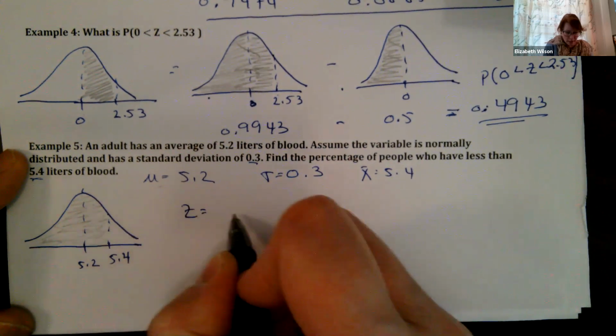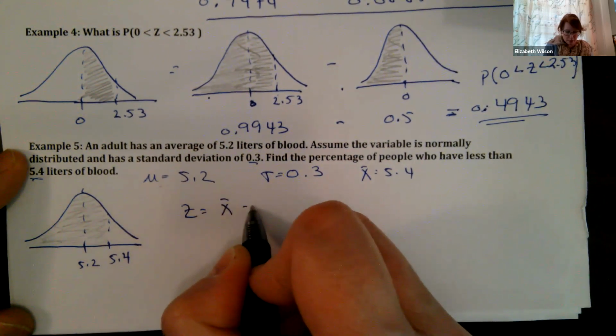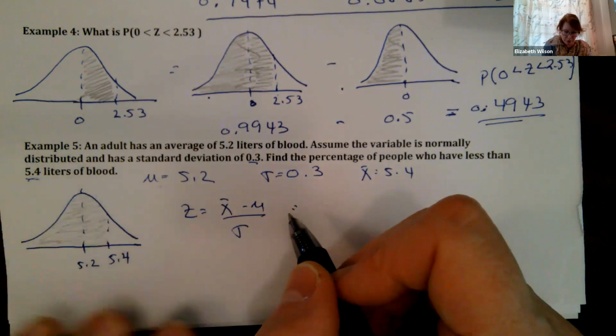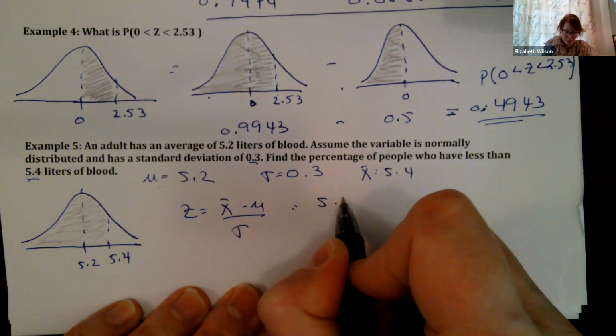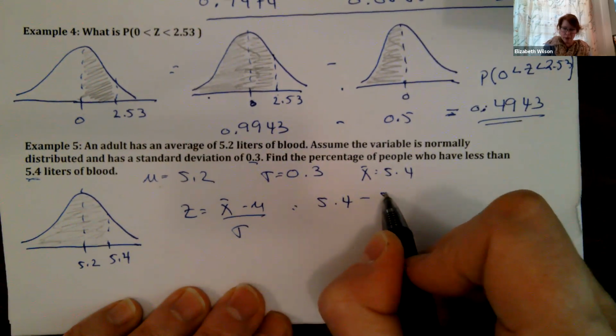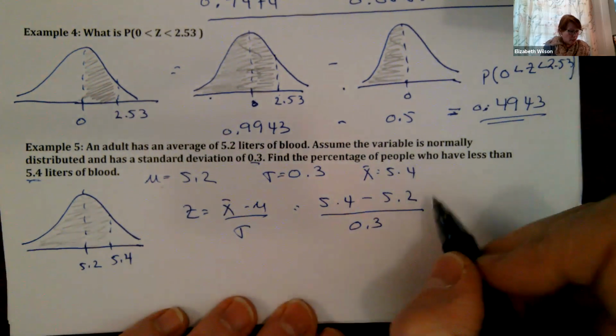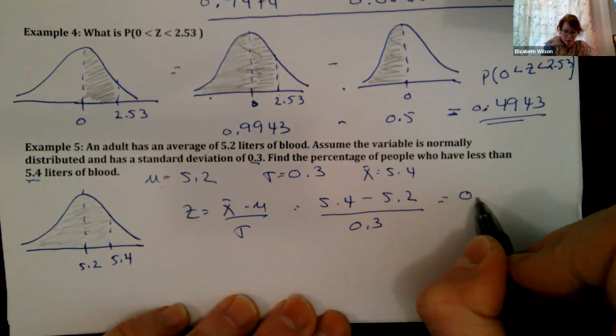So z is going to equal x bar minus mu all over our standard deviation. Let's plug things in. This is 5.4 minus 5.2 all over 0.3. Remember, my z value can be positive or negative. It just means whether I fall to the right or to the left of my mean value. In this case, we get a z value of 0.67.